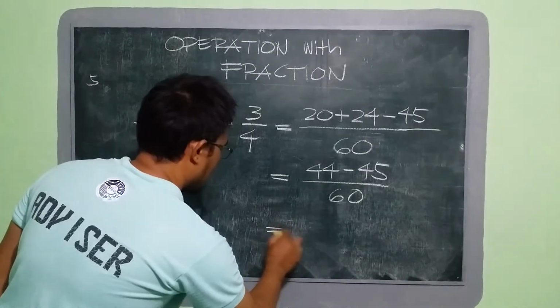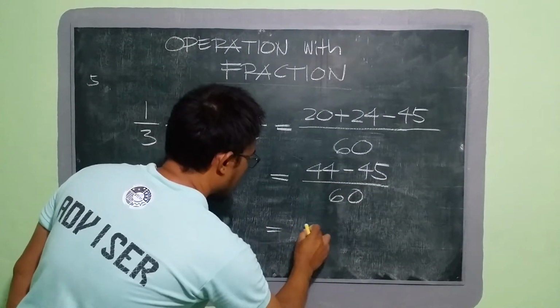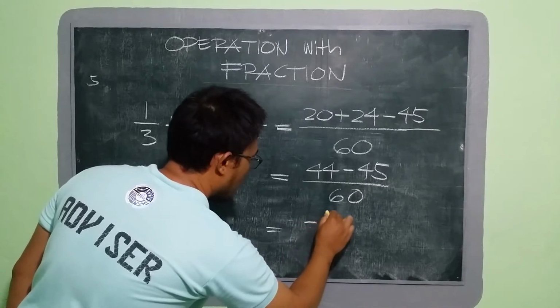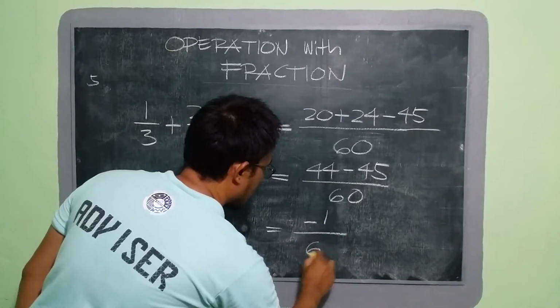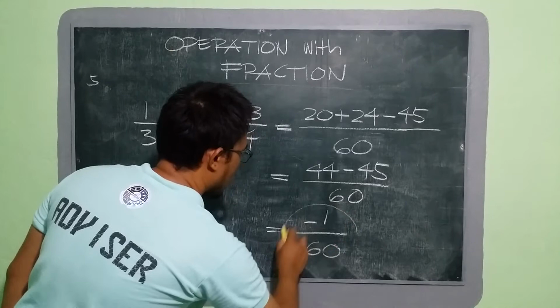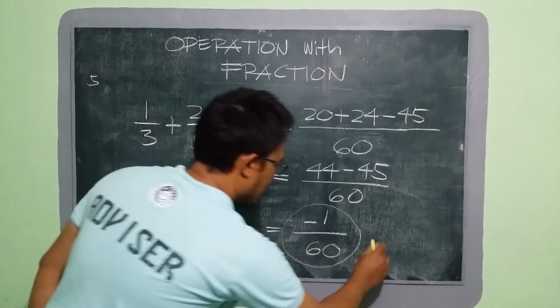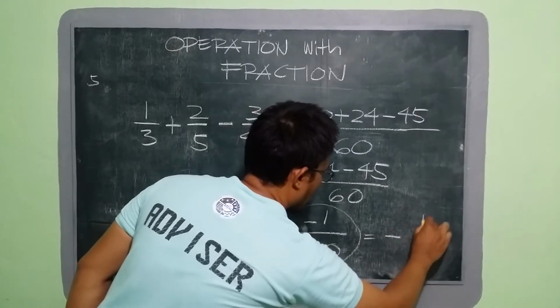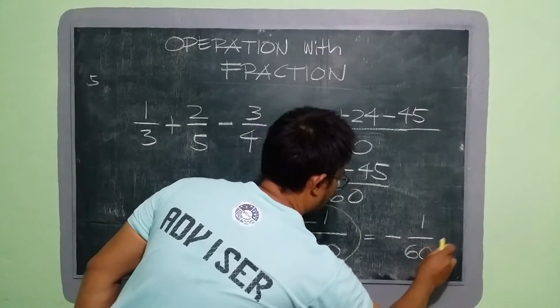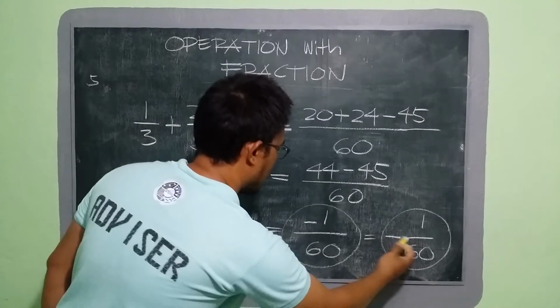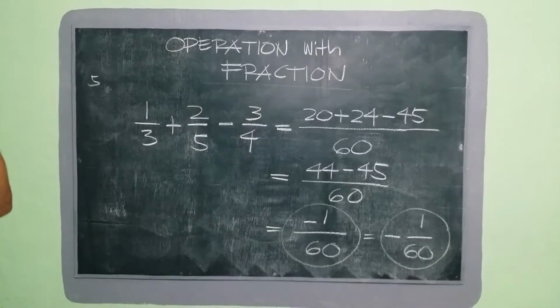Then 44 minus 45 is equal to negative 1 over 60. Since we cannot simplify this one further because it is in simplest form, so that one. Or we can say that it's negative 1 over 60. They are just the same. Okay.